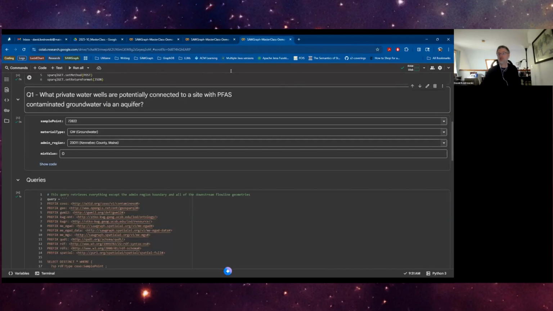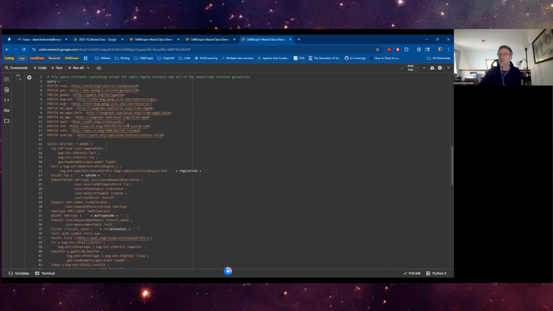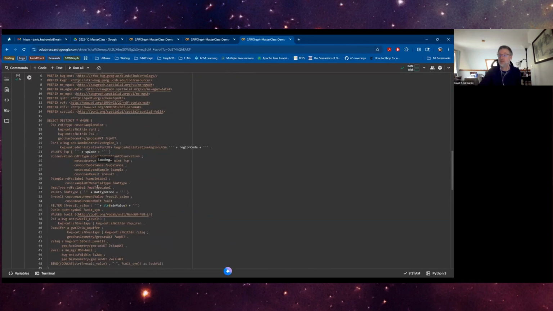The third example I have is the private well example. In this case, not quite as many attributes to choose from, but there are a couple of different sample points to choose from. In this case, it has this arcane value of 72822. I'm going to be looking at Kennebec County, Maine, looking at groundwater samples, since aquifers and wells are all about groundwater. This query also pretty much does everything it needs to within a single query.